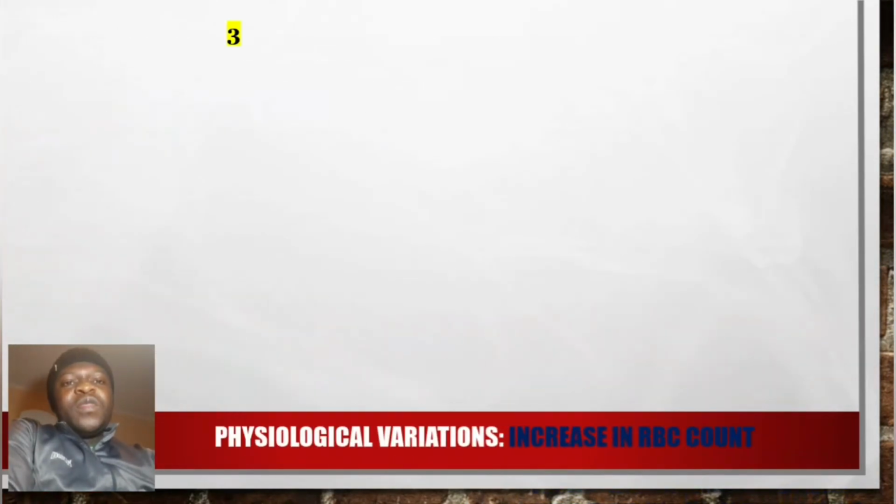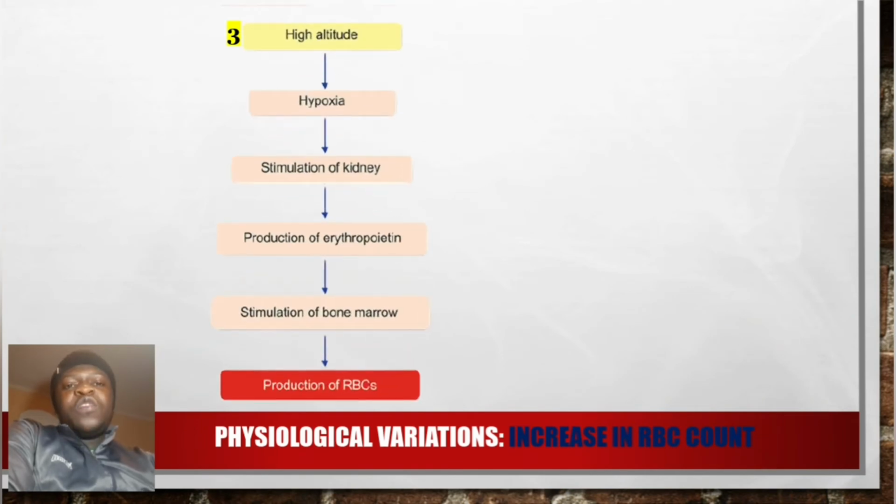Number three is high altitude, right? In mountain climbers, what happens is that there will be hypoxia. Hypoxia will cause a stimulation of the kidneys to produce a hormone called erythropoietin. Erythropoietin will stimulate the red bone marrow to increase the production of red blood cells. We are still talking about physiological variations.